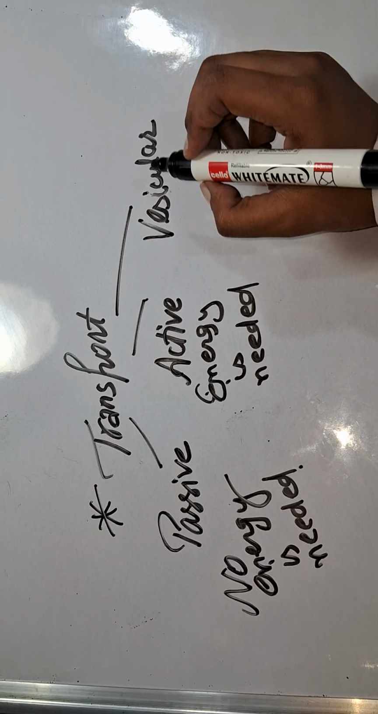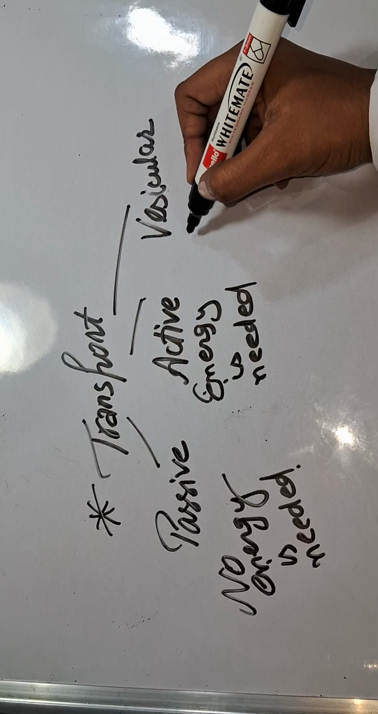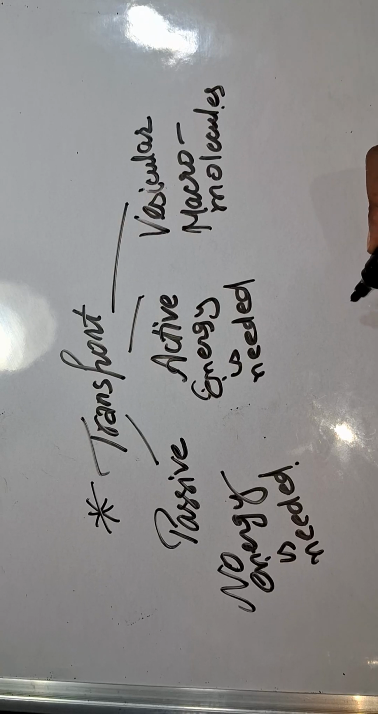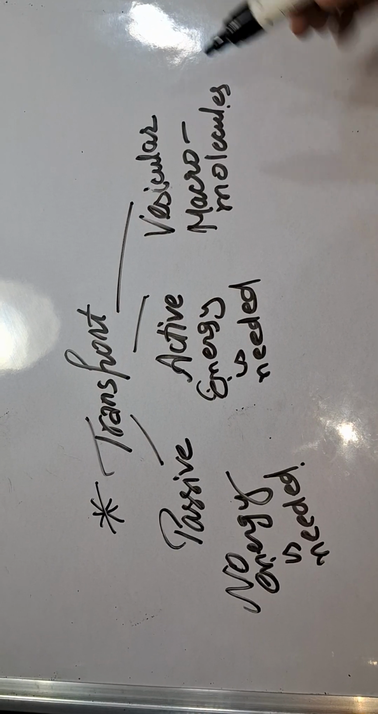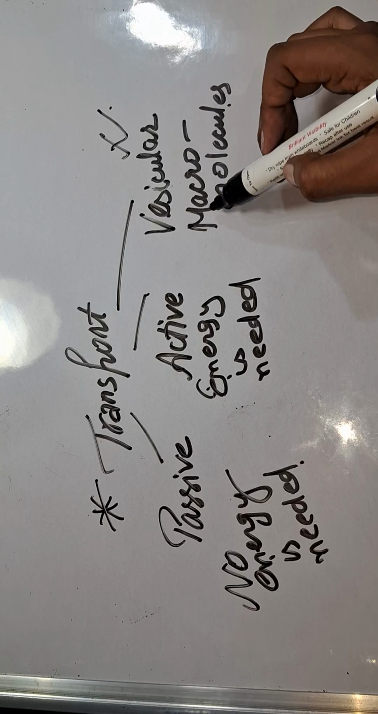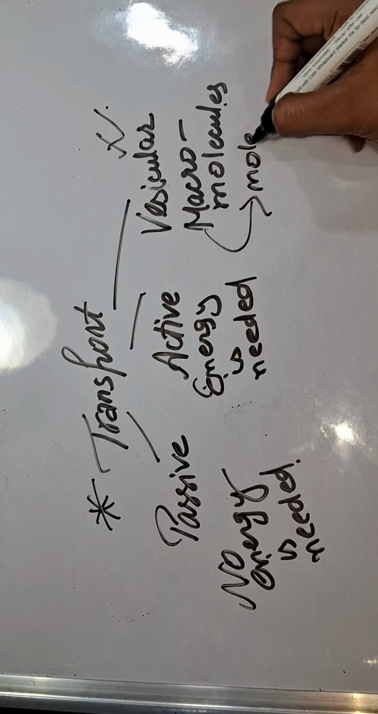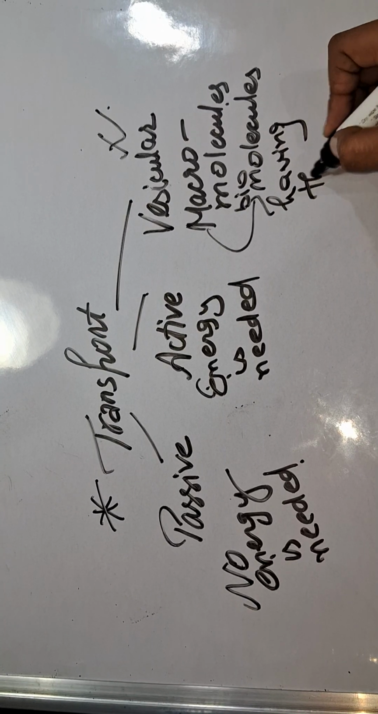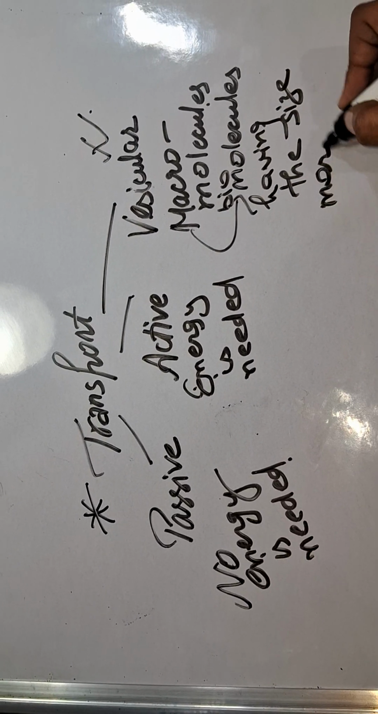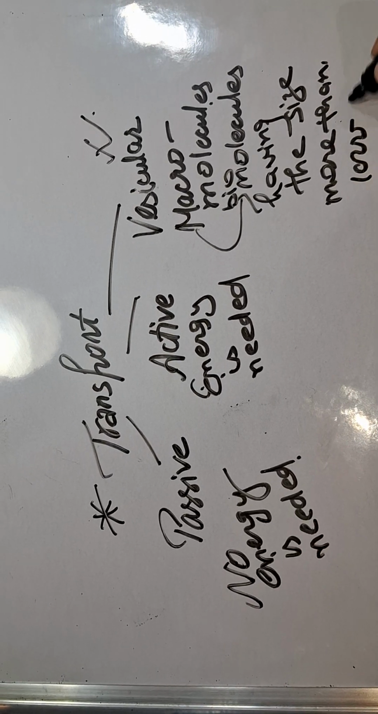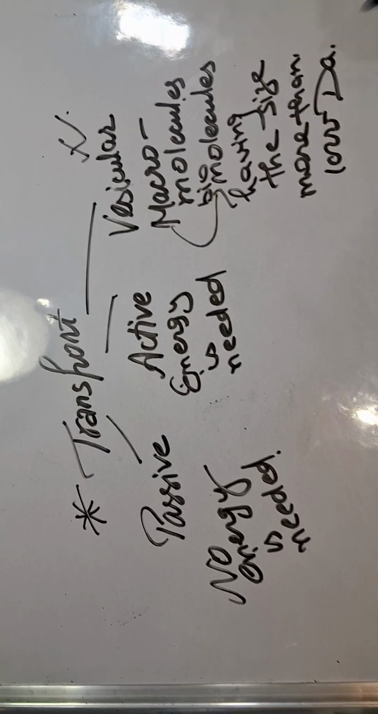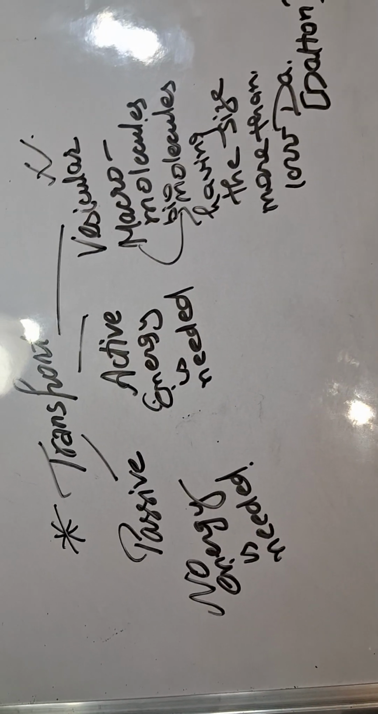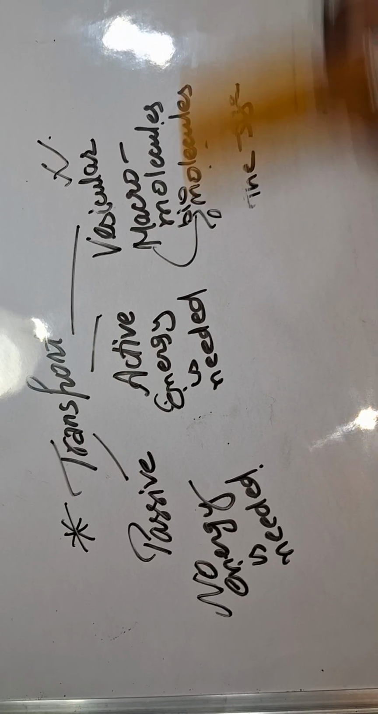And vesicular transport. Vesicular transport means transport of macromolecules. Macromolecules are basically the biomolecules having a size more than 1000 Dalton. The unit is Dalton. Clear? First of all, we will start with the passive transport.